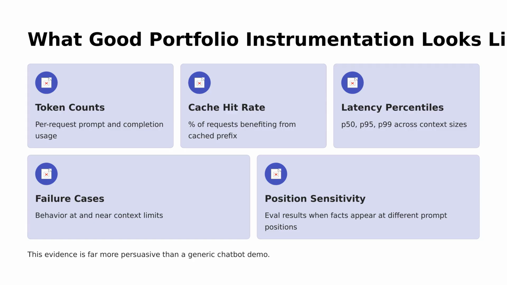What strong portfolio instrumentation looks like is evidence, not just a polished demo. We want token counts for prompt and completion usage on every request. Cache hit rate to show how often cached prefixes help. Latency percentiles like P50, P95, and P99 across different context sizes. Clear failure behavior near context limits. And position sensitivity evals showing whether answers change, depending on where facts appear in the prompt. That's much more convincing than a generic chatbot demo.